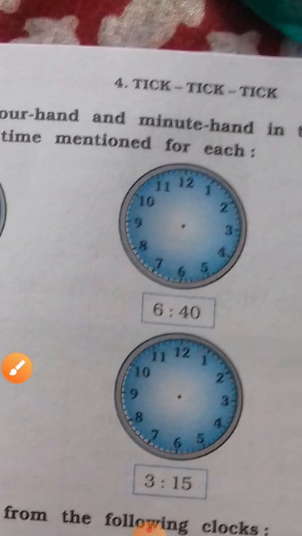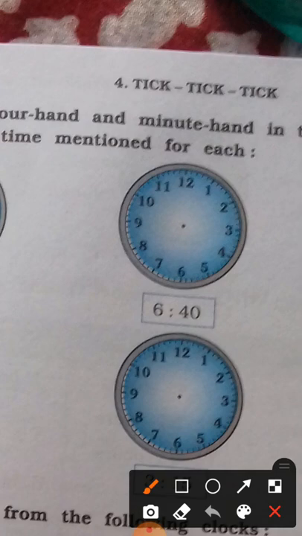Now the second time is 6 o'clock and 40 minutes. So 6 o'clock is already 6 o'clock, and after 6 o'clock 40 minutes pass means the hour hand comes between 6 and 7. So here we have to show the hour hand between 6 and 7 and 40 minutes. So we have to speak table of 5. 5 8s are 40. So we have to show the 40 minutes, minute hand on 8.